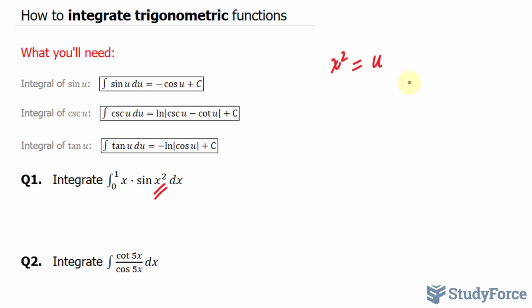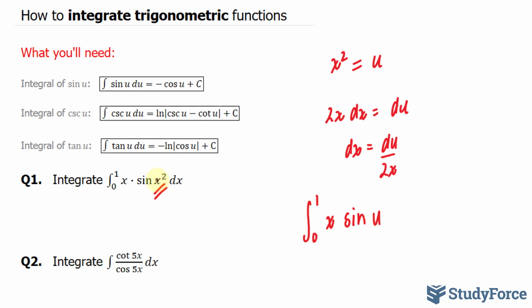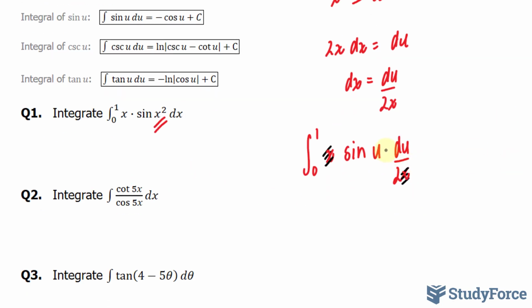Now we'll derive both the left and the right side with respect to x. Taking the derivative of this side, I end up with 2x dx, and over here I end up with du. Solving for dx, dx is equal to du over 2x. Look what happens when we substitute the content of dx into here. We end up with the integral between 0 and 1 of x sine u, remember we replaced this with u, du over 2x. This x and this x cancel out, and I can pull out the 1 over 2 outside of the integral.